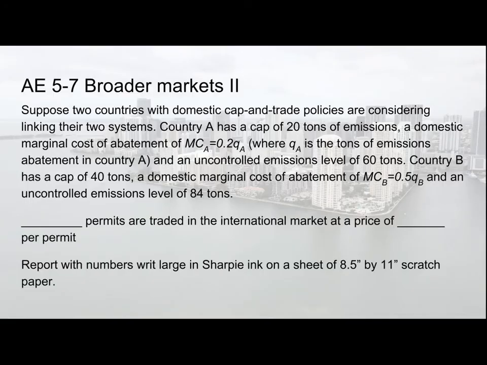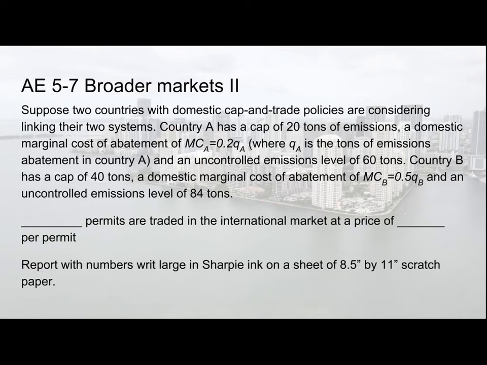The next application exercise, I think I can get these all done within 10 minutes or so on one screencast. The next one asks, what about if they opened up to trade? How would things look? This is a problem we've seen before, but now instead of firms within one country, we're opening up trading across the two countries. All the firms in country A would be able to trade with all the firms in country B. And where would that leave us?